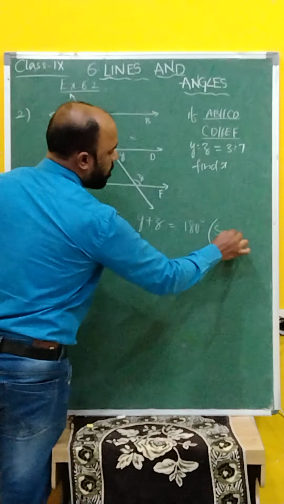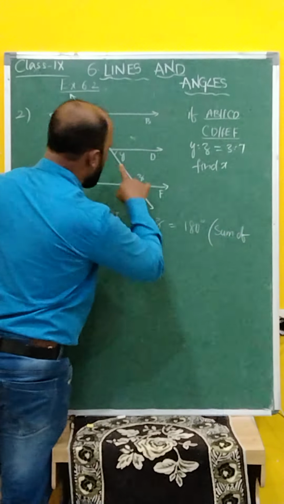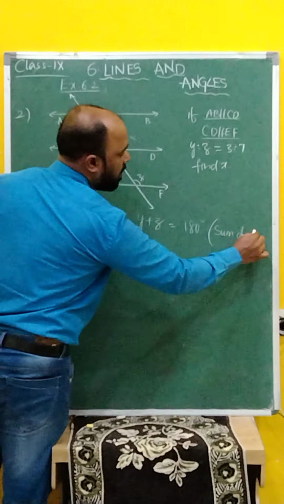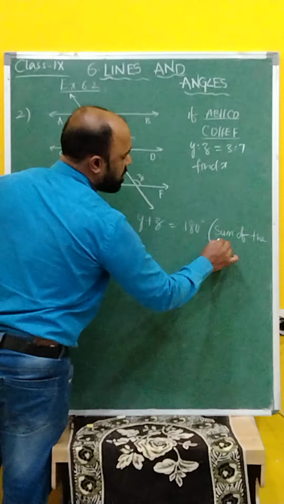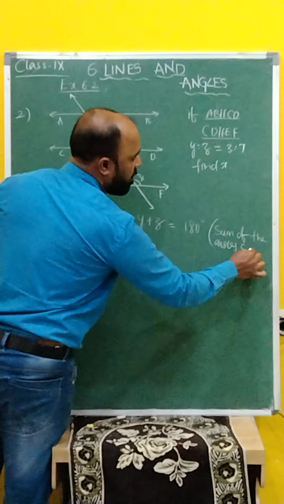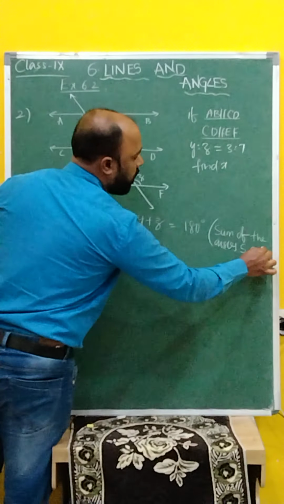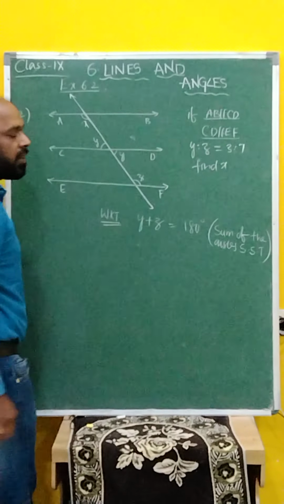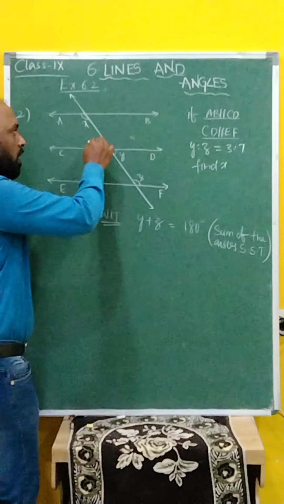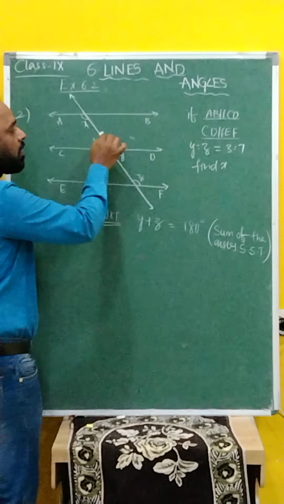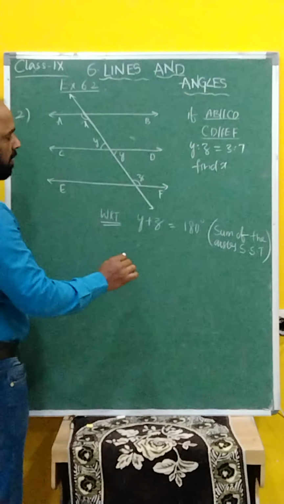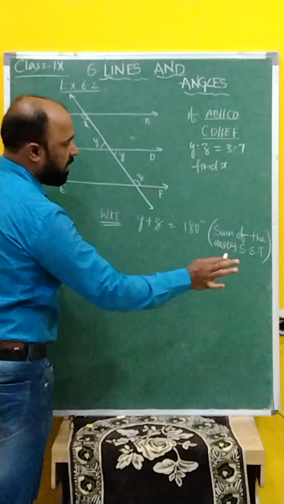The sum of the angles on the same side of a transversal is 180. Just the short form I am writing: same side of a transversal. Clear children? First, before that, we have to write that these two are equal, then only it is possible. Okay, then y plus z is equal to 180, done.